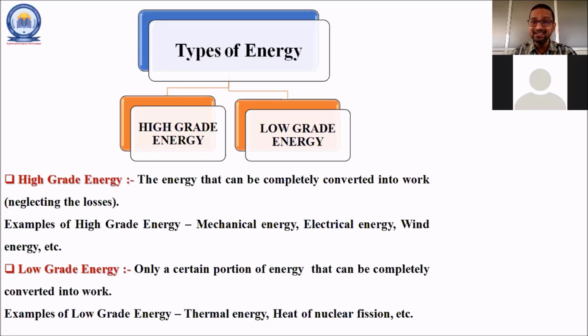That means in the low grade energy, we are focusing on the losses which are taking place during the conversion of energy into the work. Examples of the low grade energy are the thermal energy and the heat of the nuclear fission. So, making these points very simple, try to remember: in the high grade energy, losses are taking place, but we are neglecting those losses. In the low grade energy, losses are taking place, and we are considering those losses. So this is the master key to remember the high grade energy and the low grade energy.